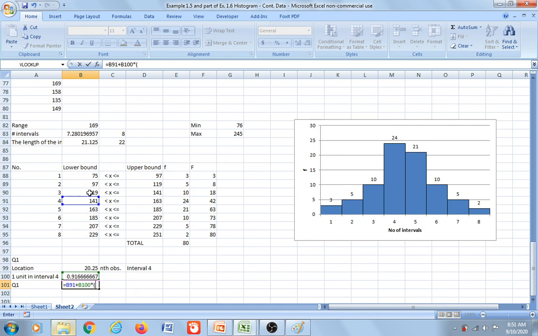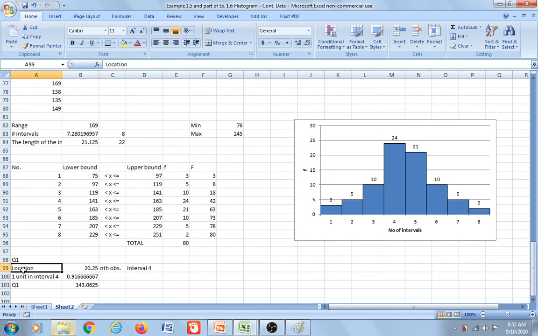till interval number 3 we have 18 data, right? But the location of the Q1 is the 20.25 observation. Okay, so the quartile number 1 must be in the 20.25 minus 18 of the observation in interval number 4. Okay, this is it. So this is your Q1, 143.06. Okay, so I repeat.